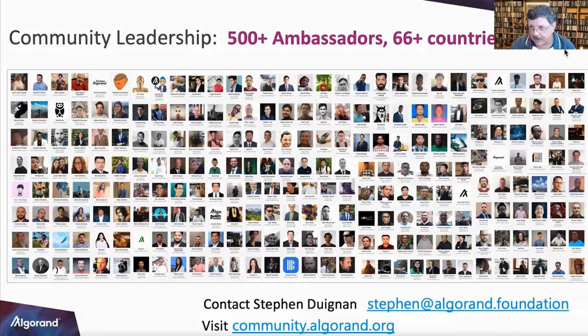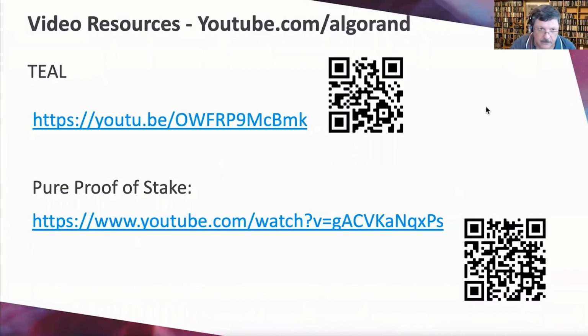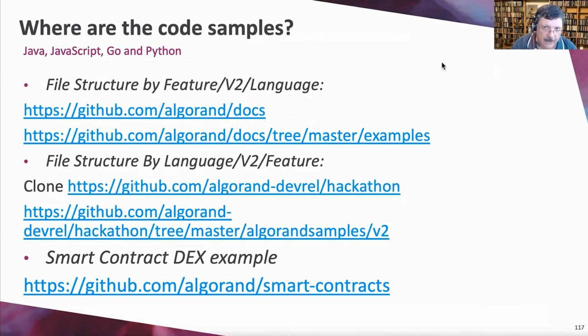Lots of ambassadors. I think we're closing in on 600 now in over 60 countries around the globe. So contact Stephen at Algorand Foundation. These are like our MVPs out there in the industry, and a lot of them are creating content for the developer portal. Actually, if you just log into our developer portal, that's all you need to do to become an author. You can go ahead and start submitting articles. Great resources on Teal and Proof of Stake. Again, the links are in the deck, as well as where the code samples are. We have them all out there in a few different locations.